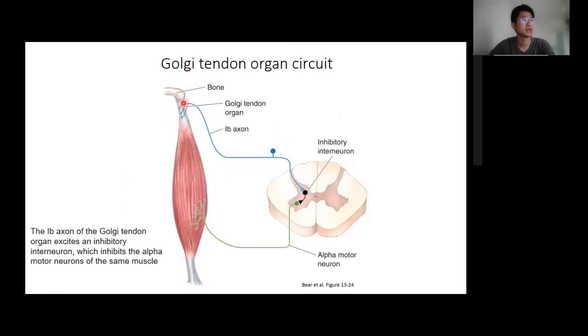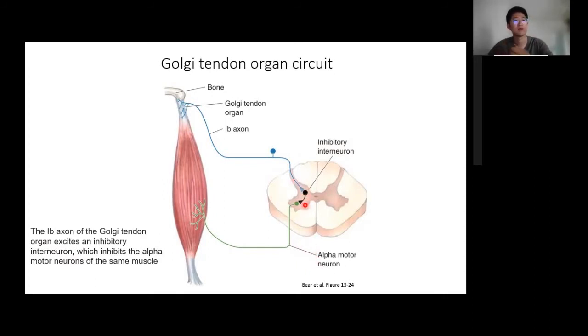This is the Golgi tendon organ. This tendon is connecting the bone together with the muscles, and there are sensory receptors in the Golgi tendon organ. This is called a 1B axon. It senses the force in the Golgi tendon organ and sends it back to the spinal cord. And then through an inhibitory interneuron, it will inhibit the alpha motor neuron.